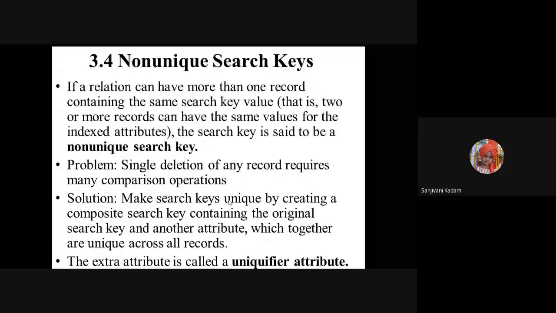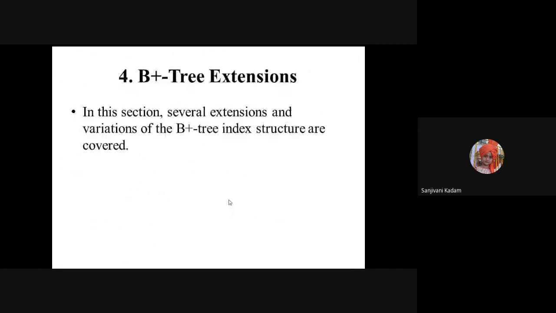So here, a single deletion of a record requires many comparison operations. That is, whenever we are searching for a record, a bucket is available, and in the bucket many records can be there. So here the comparisons may increase. The solution makes search keys unique by creating a composite search key. It means along with the department name, if we take another attribute, then that can be avoided, and we can keep a composite index. Whatever attribute we are adding will be called a uniquifier attribute.